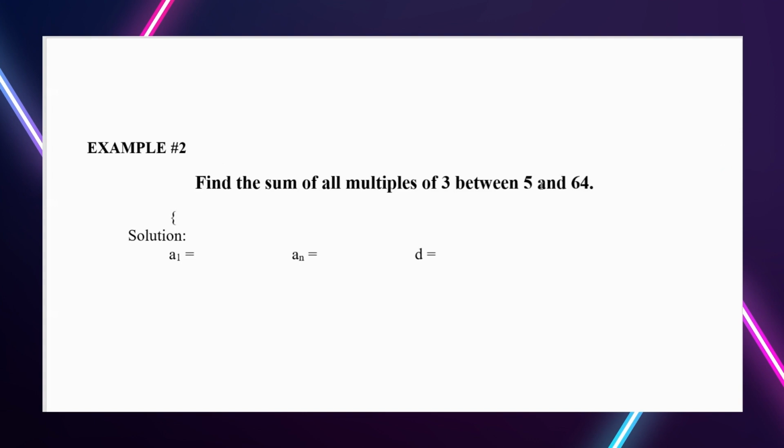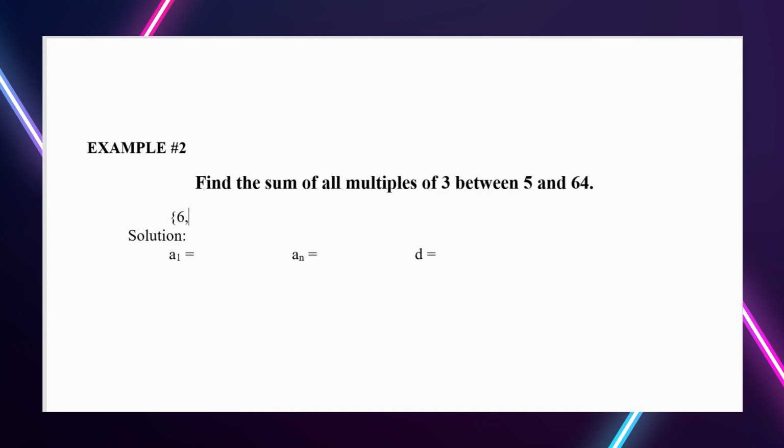Okay, so sa pagitan, ibig sabihin ang 5 and 64, automatic hindi siya kasama sa ating sequence. Maliban sa hindi siya nadi-divide exactly by 3, ay meron tayong keyword na sa pagitan ng 5 and 64. Ano ang susunod sa 5? Ang susunod sa 5 ay 6. Ang 6 ba ay nadi-divide ng 3 without remainder? Yes, nadi-divide siya ng 3 without remainder. Therefore, 6 is our first term.